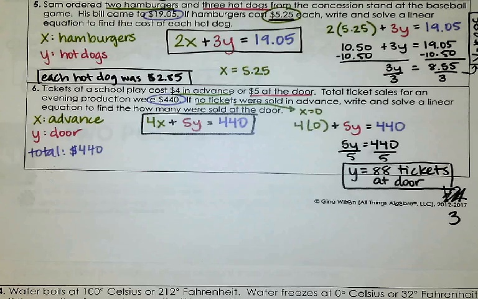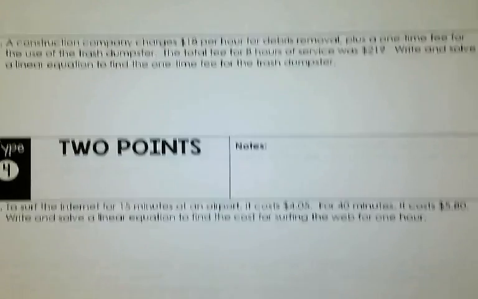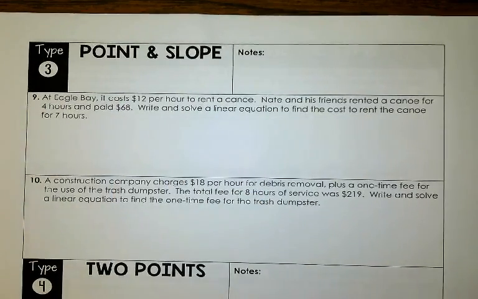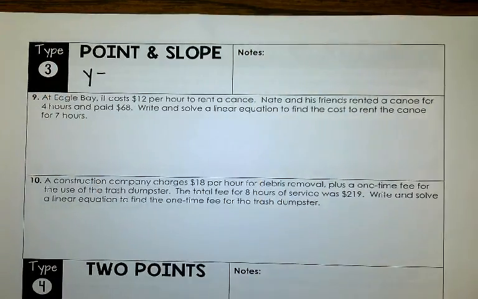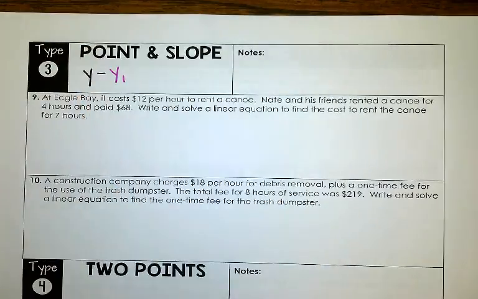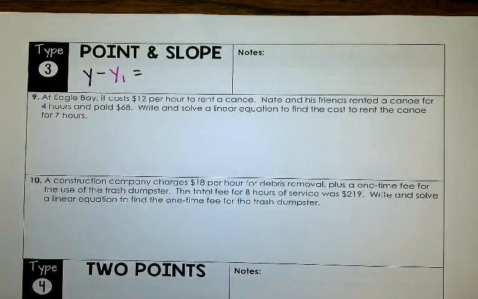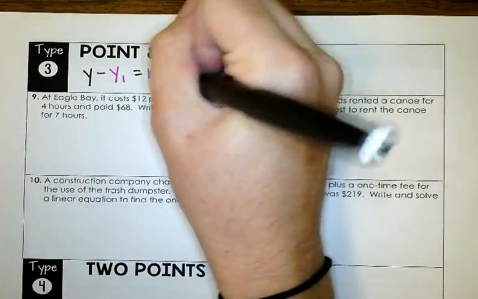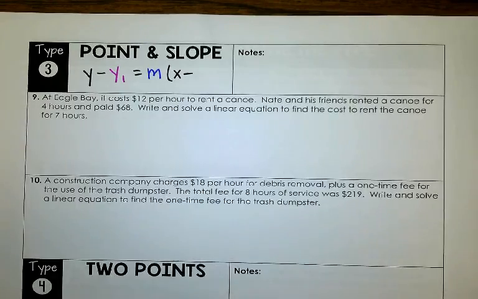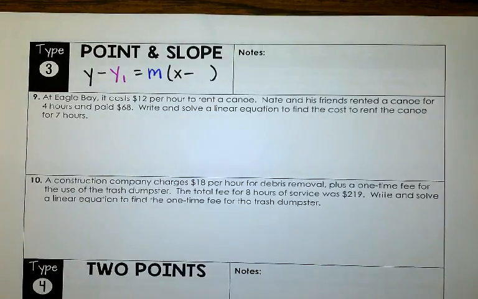So we're going to talk about the next one. Sometimes you're not given the starting point. Sometimes you're given a random point. This is when we have to use our lovely point slope form. Do you guys remember this? If you don't remember it, it's on the board. It's y minus y sub 1 equals m times x minus x sub 1. This is your point slope form.